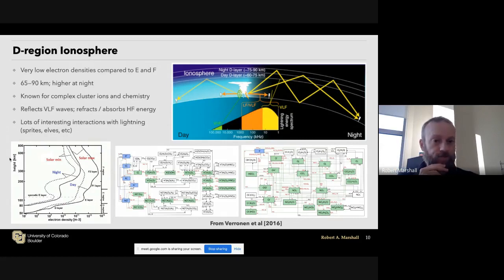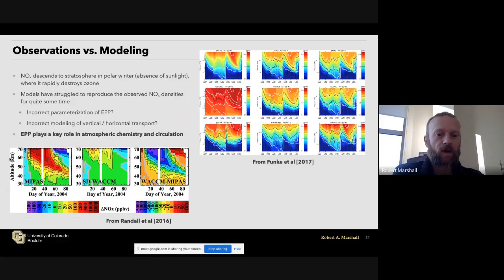The D region also reflects VLF waves, and I'll talk about this in terms of a different diagnostic technique in a second. And it's important because it absorbs HF energy. So it has effect on long-range HF communications. Now, this is a little outside of my research. I'm really pointing here to Cora Randall, one of our co-investigators, and other colleagues in the upper atmosphere community.